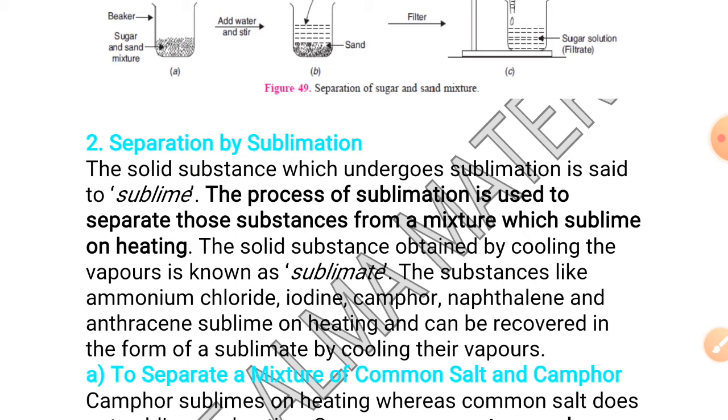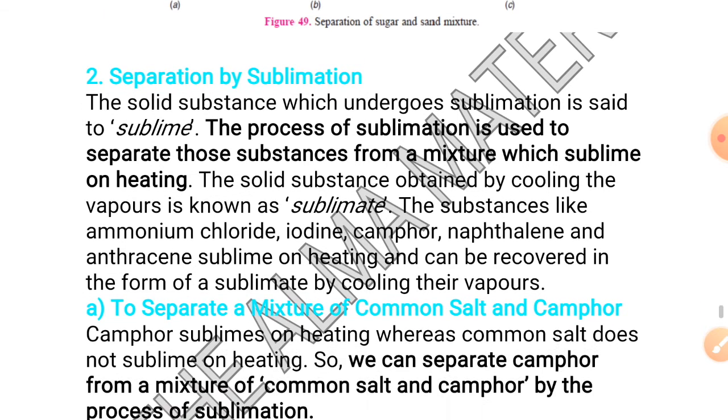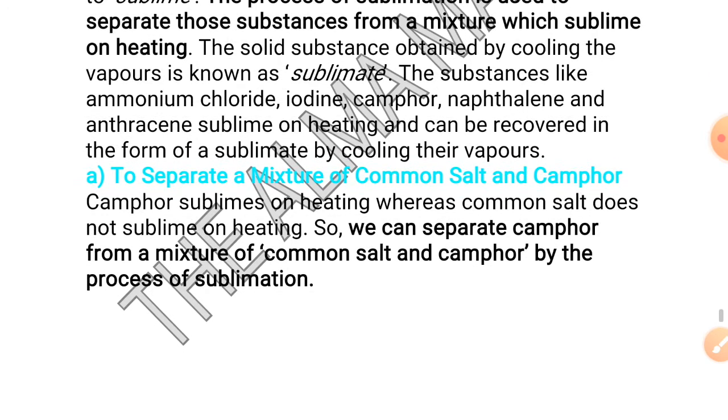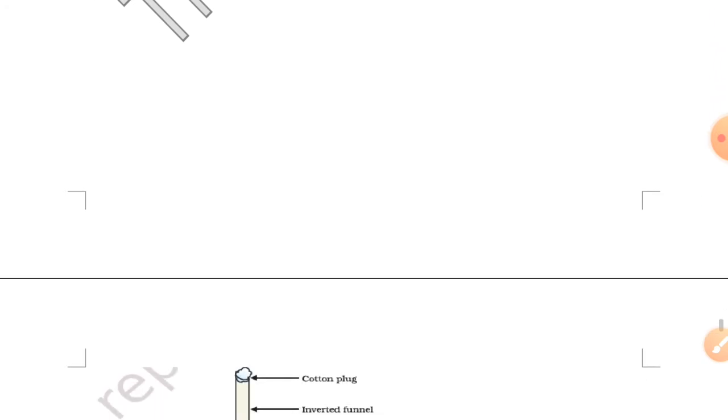We are taking one example where we will learn how we can separate a mixture of common salt and camphor. We know that camphor sublimes on heating whereas common salt doesn't. So we can separate camphor from a mixture of camphor and common salt by the process of sublimation. I'm showing you a diagram for this.